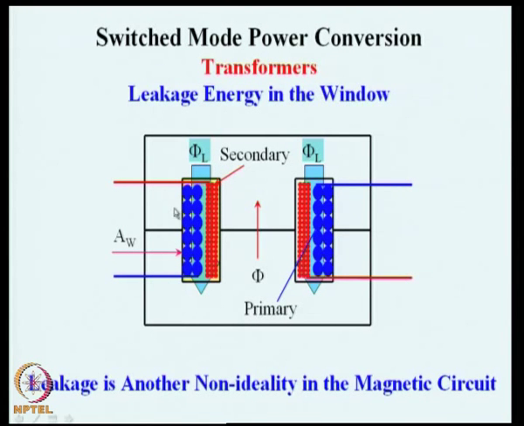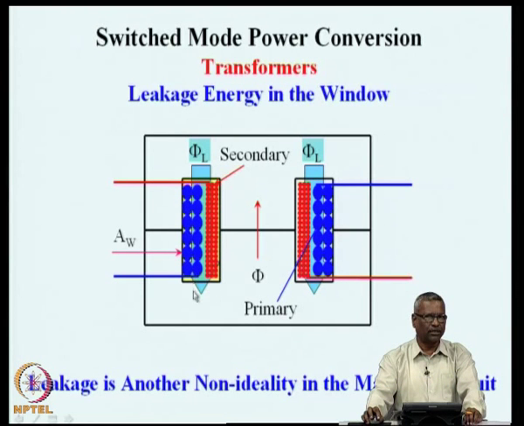In this particular situation, the blue cross section is the primary winding, and the red cross section is the secondary winding, and the window is seen here as a rectangular window. Apart from the flux which goes in the core, there will also be a leakage flux shown as phi L, both in this window and also this window. And if we can find out this phi L, it is possible to find out what is the leakage inductance.